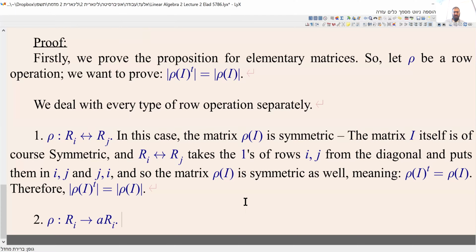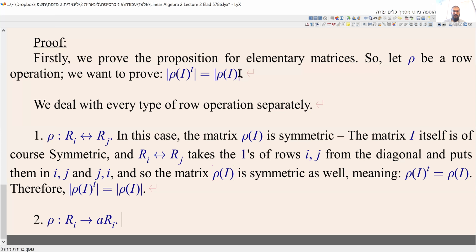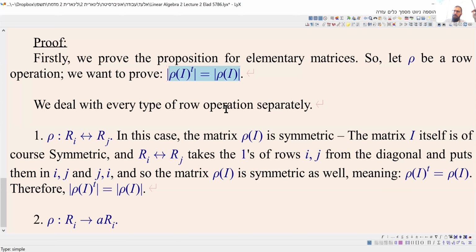In this case, the matrix R_i is also symmetric. We have a diagonal matrix and we multiply one of the ones with A. It's a diagonal matrix, so of course it will be symmetric. Because we talk about the transpose, and when the matrix is symmetric, transpose does nothing. So not just the determinants are the same, the matrices themselves are the same.